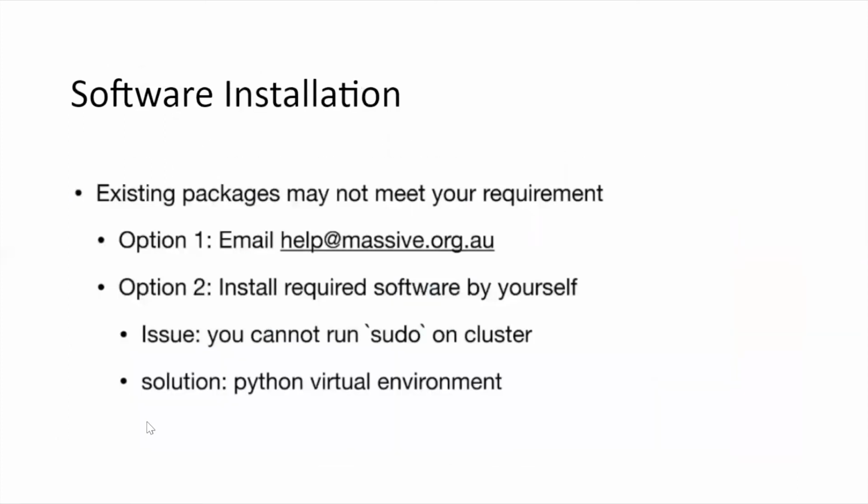There might be some cases where the software you want is not installed on Massive, and there are two things you can do in those cases. First, you can email the help desk of Massive to make them install the software you need. Secondly, you can install the required software by yourself. Since you cannot use sudo, you should be using a Python virtual environment such as Conda or pip to install the software you need.